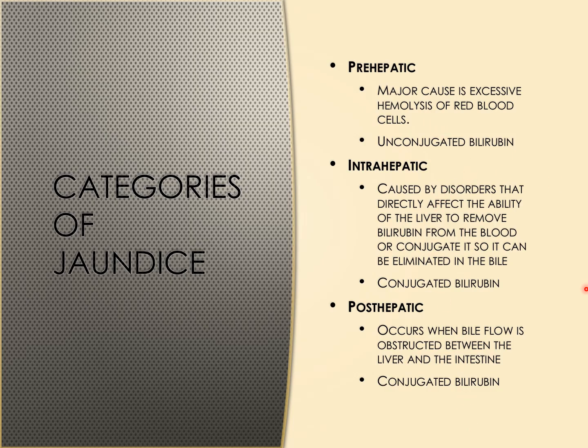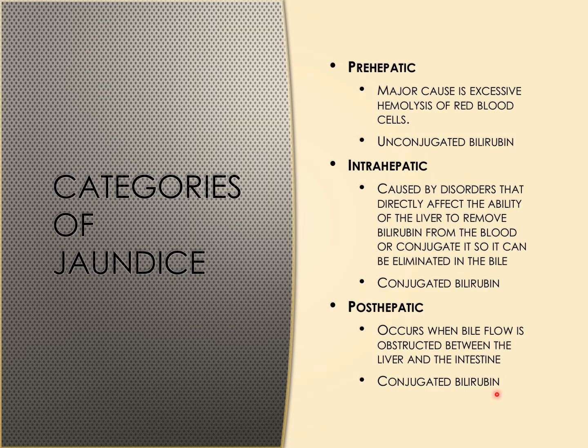Intrahepatic jaundice is caused by disorders that directly affect the ability of the liver to remove bilirubin from the blood or conjugate it so it can be eliminated in the bile. So in intrahepatic causes, both conjugated and unconjugated bilirubin are elevated. The urine usually gets dark in color because of bilirubin in the urine, and serum alkaline phosphatase is elevated.